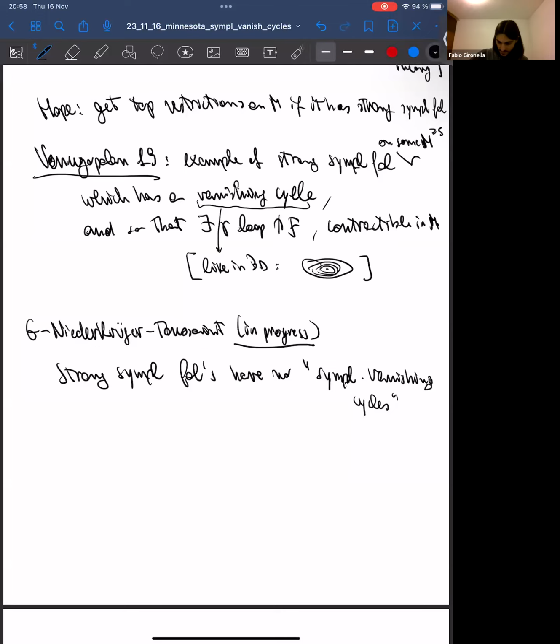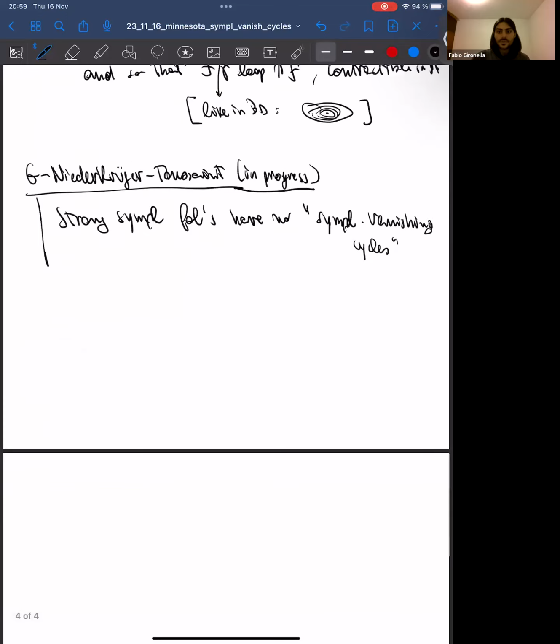So this is the result I'm going to talk about. We have some examples of foliations which have these symplectic vanishing cycles, but that are not known to be strong according to other previously known obstructions to strongness. So this is really a distinct obstruction from the previously known ones to strongness. Okay, are there questions about this?